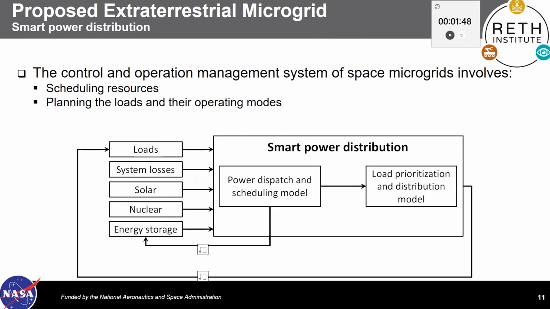Actually, it is responsible. Can we go next? Yes. It is responsible to control, manage, and communicate between the models and the power system. It consists of two main parts. The first one is the power dispatch and scheduling model, which is responsible to allocate the power generation. The second part is the load prioritization and load distribution model. Can we go next?